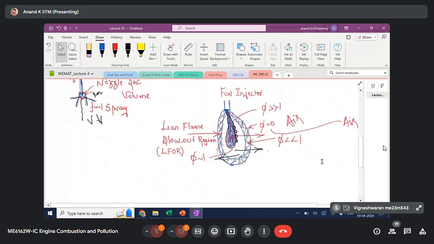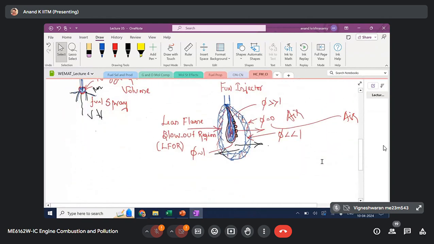Let us see how it is happening. When you inject fuel into the engine cylinder, you have a core region where you have only fuel. In this region, Phi is very high, or there are regions where Phi is infinite. What do you mean by infinite Phi? It means 100% fuel, only fuel. You don't have any air in that region. You have only fuel present in those regions.